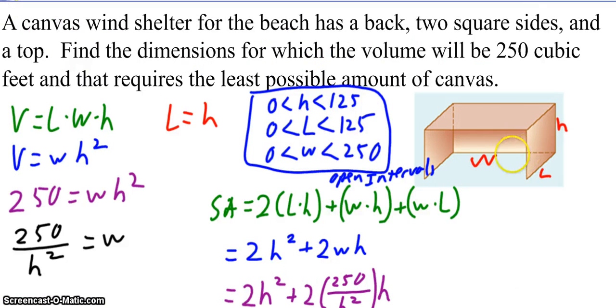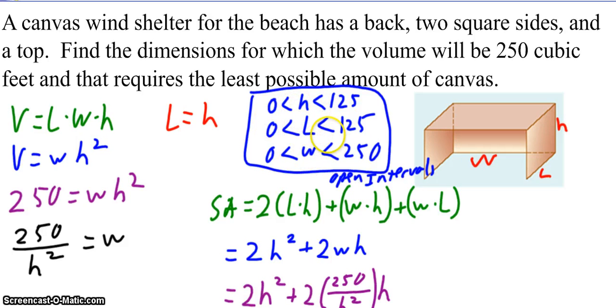So first, here's your picture. I labeled this the width, this the length, and that the height. So if you labeled them differently, your dimensions should hopefully be the same numbers, but you might have different labels for them. So what do we know? Well, we know volume is length times width times height, and we know the length equals the height. So we were given that information.